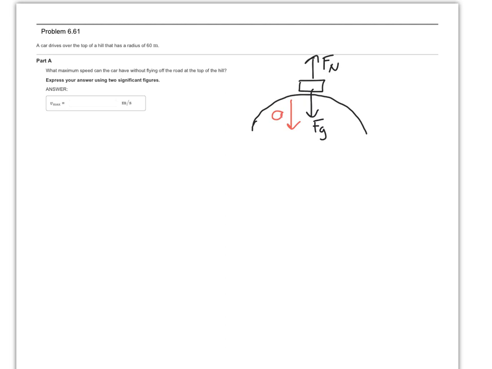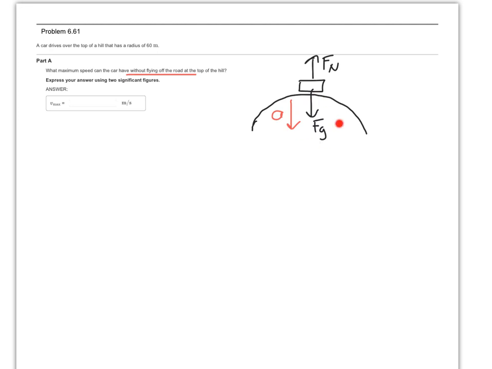So there's a really, really important line here, this "without flying off the road at the top." So what I want you to think about for a second is what actually causes this car to accelerate in a circle while it's going up and over the hill? Well, in order to accelerate, we need that downward net force, which means that gravity must be greater than the normal force in this case, to create that inward acceleration. And as we go faster and faster, that acceleration is going to get bigger and bigger, v squared over r. And so that means that we need more and more net force down.